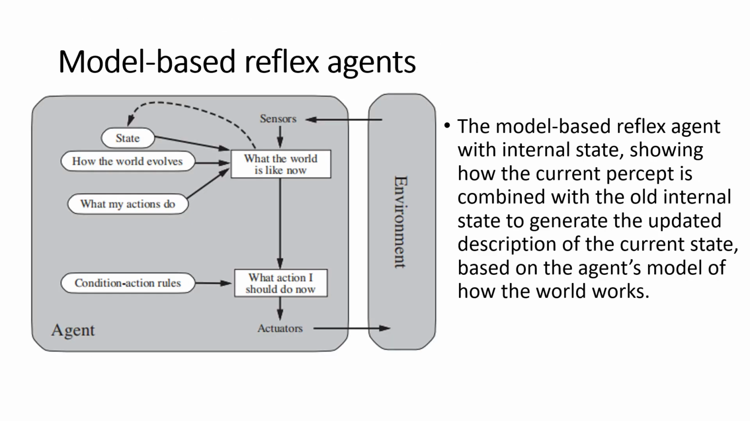So this is the architecture of model-based reflex agents. Here we can see the sensors that collect information from the environment, and here we can see the "how the world evolves" and "what my actions do" components. That means these are the internal state. We will consider the internal state along with the current percepts. Then the agent will check the condition-action rules, and if a match is found, the actuator will execute that particular action.